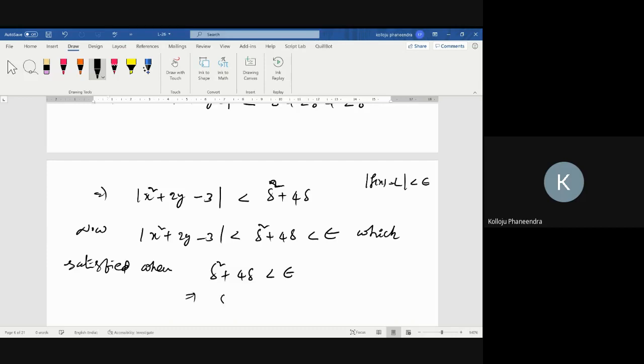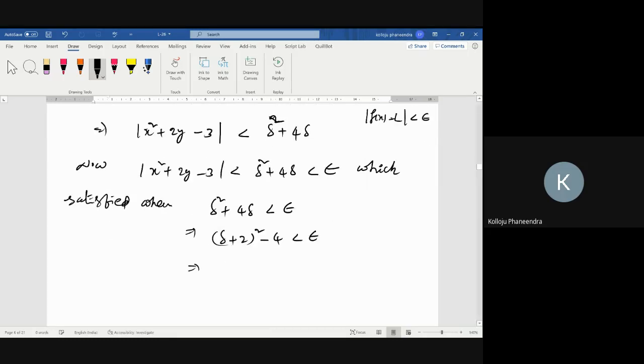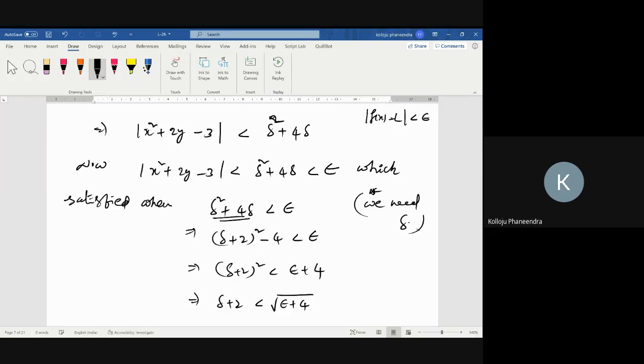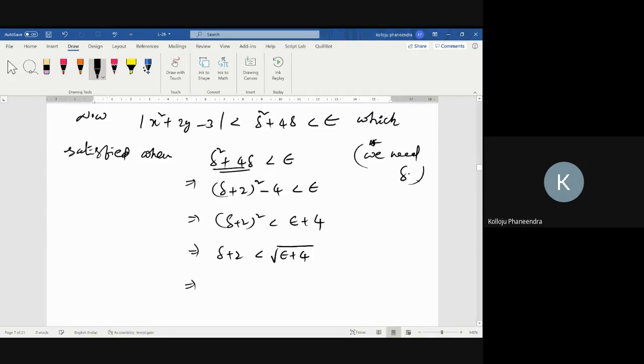Okay, one can write this as delta plus 2 whole square minus 4 less than epsilon. That is, delta plus 2 whole square is less than epsilon plus 4. I need the delta value. This is important. We need delta, that's it. So get delta from this expression. Delta plus 2 becomes less than square root of epsilon plus 4, right? So delta is less than under root epsilon plus 4 minus 2.